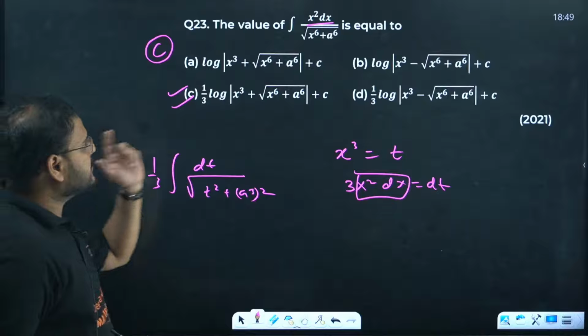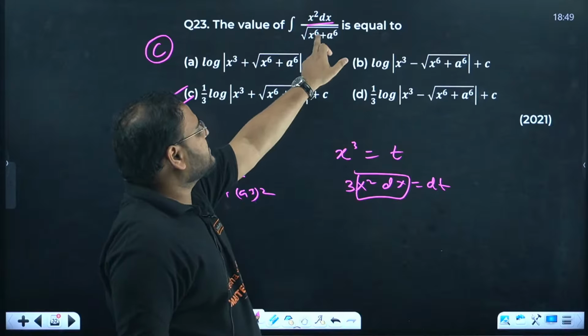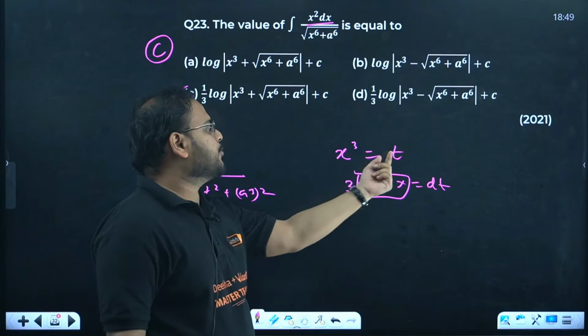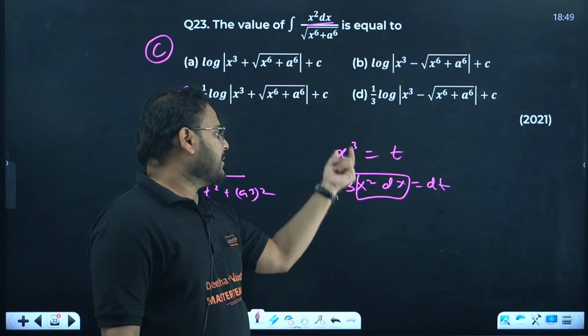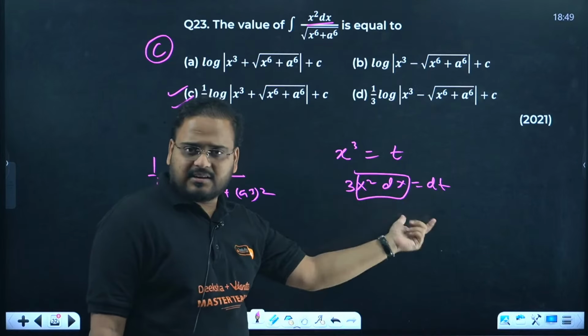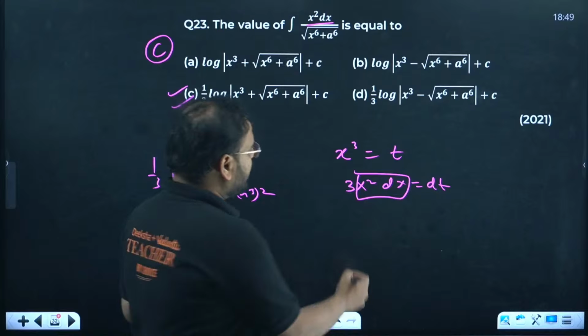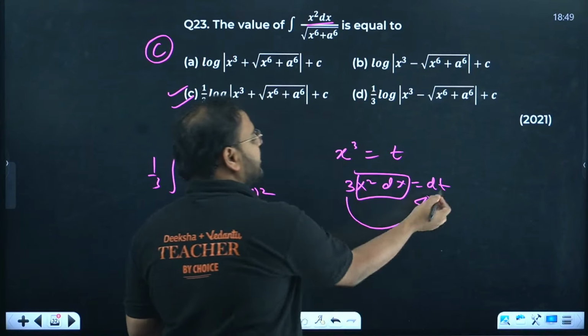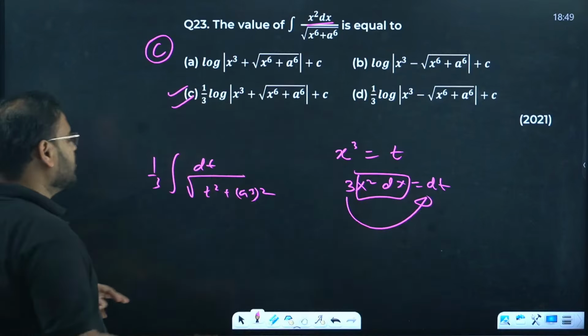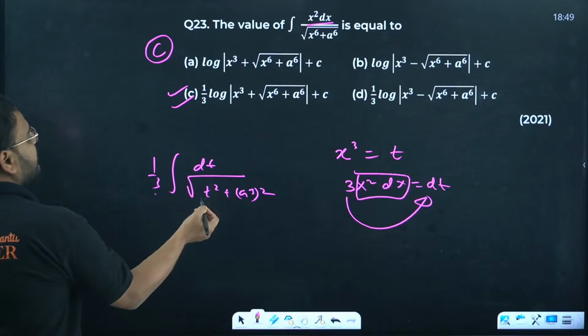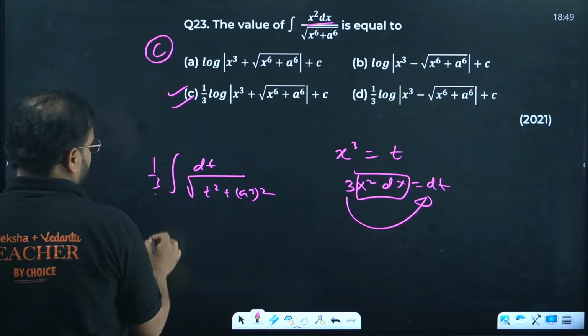This one, simply take x power 6 as x cube the square. So take x cube as t, substitution. It becomes 3x square dx as dt, the derivative we have done. Move this 3 to this side. It becomes x square dx as dt by 3. So I've taken this 3 over here, dt over here. It becomes t square plus a cube. You can use the formula of this, no?